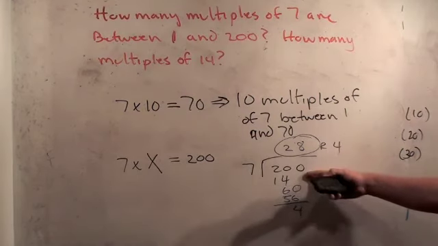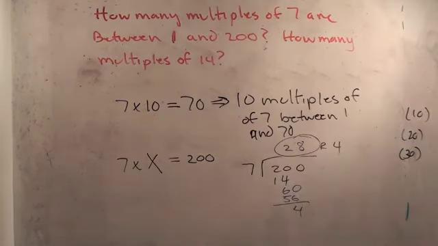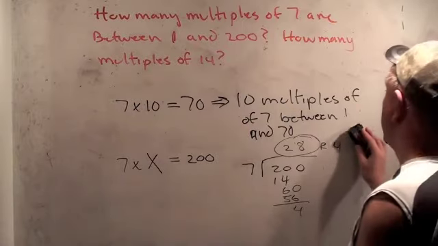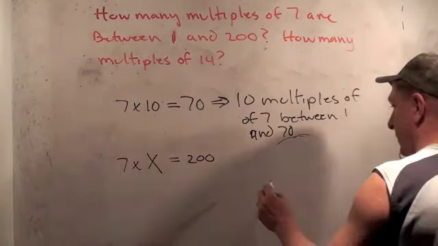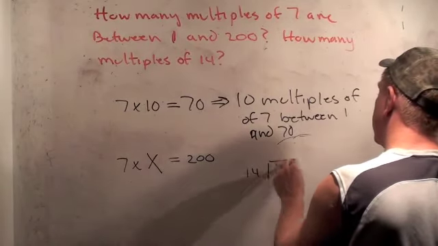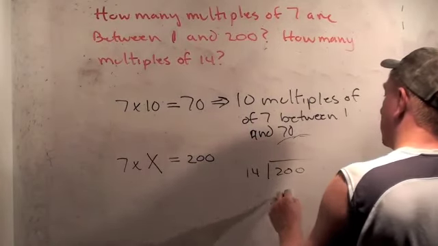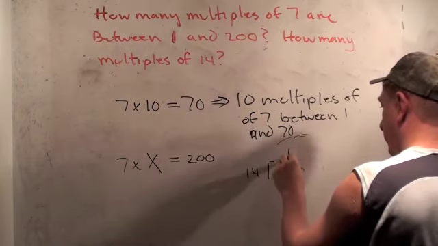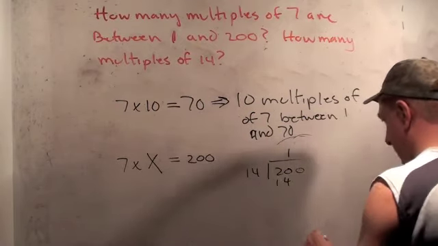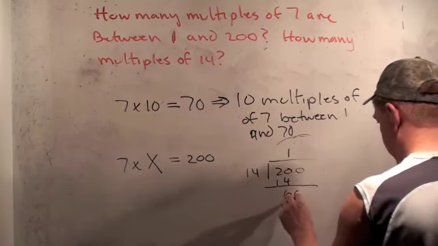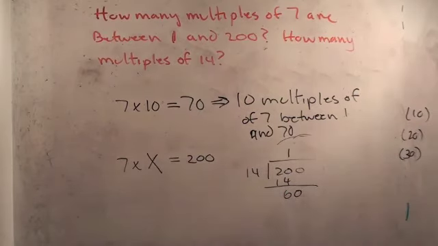Now it doesn't go exactly in. There's a remainder of 4. It tells you there are 28. And so to do the multiples of 14, you do the same thing. Okay? 14 goes into 200. So 14 goes into 200 once. 20 once. 14. What's 20 minus 14? It's 6. Okay, and then we have to figure out how many times 14 goes into 60.